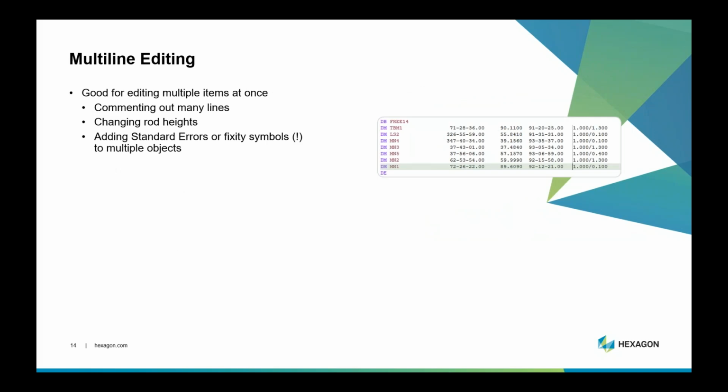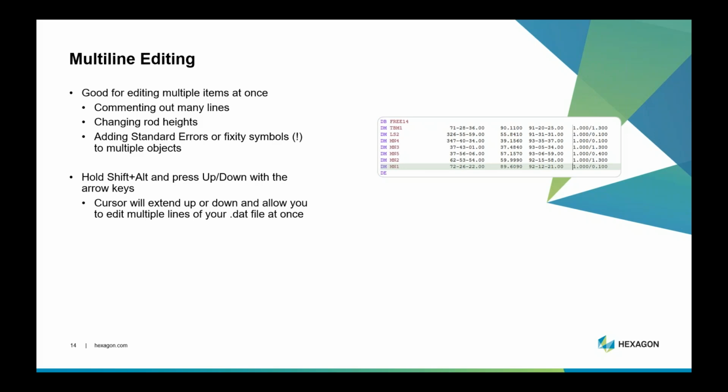This one I hadn't heard of for a long time, actually. It's multi-line editing. What you're able to do now with this is edit multiple items at once. So it's good for commenting out several lines at once, changing rod heights, and applying standard errors or fixity symbols to several objects in a row. If you'll notice on the right side there, the cursor is very long and encompasses that entire column of measurements there. And that's not a mistake.